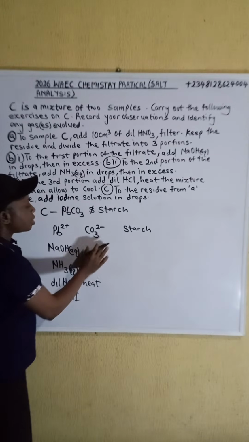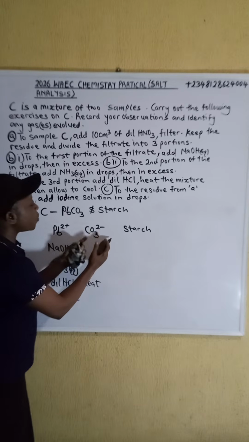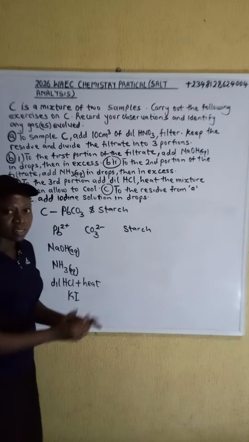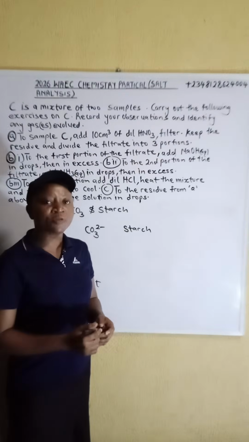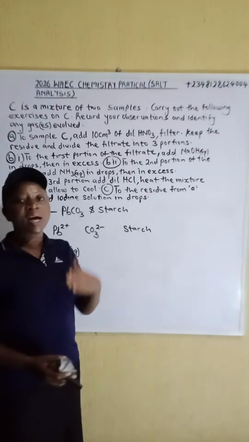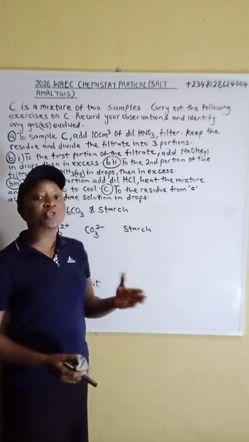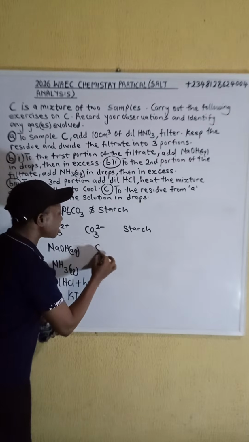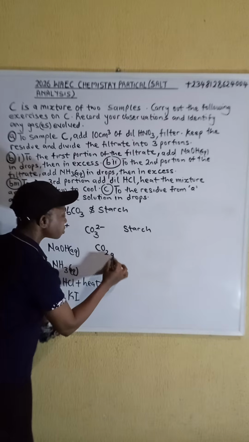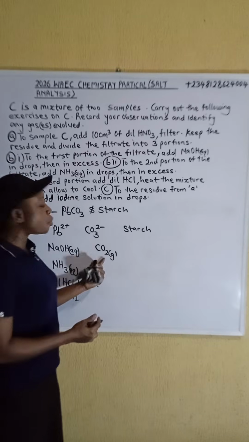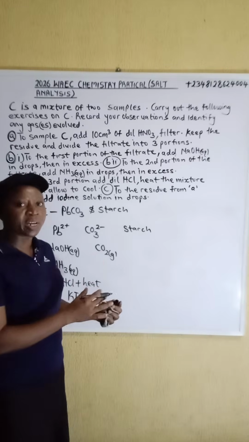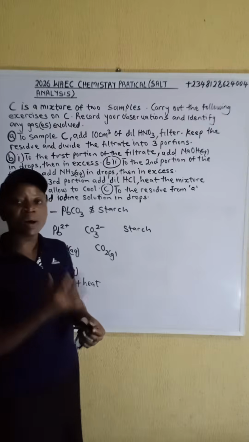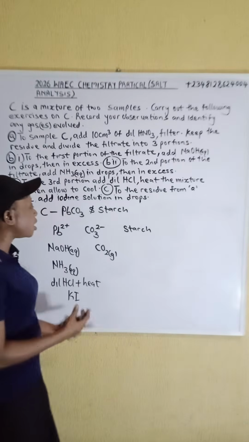Now let's look at carbonate. How can we confirm the presence of carbonate in an unknown sample? We can use a dilute acid. When an acid comes in contact with carbonate, there will be effervescence of a colorless and odorless gas. So that gas is what? It is carbon(IV) oxide. Then we confirm the presence of carbon(IV) oxide by passing the gas through lime water. It will turn lime water milky.